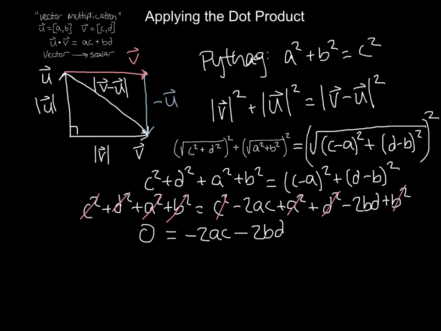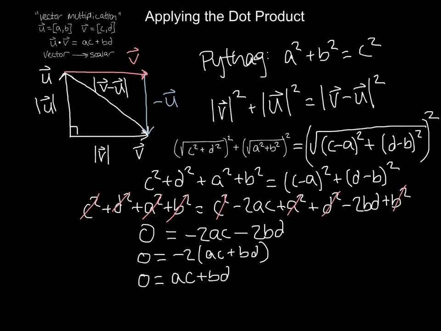And just to simplify this a little more, what I'll do in 2 steps here. If I factor out a negative 2 from that side, I get ac plus bd. And then I'll divide both sides by negative 2. Since 0 divided by negative 2 is still 0, we get 0 equals ac plus bd.